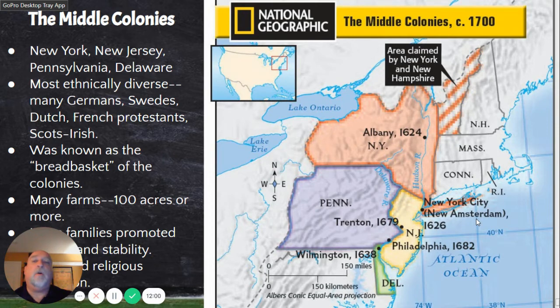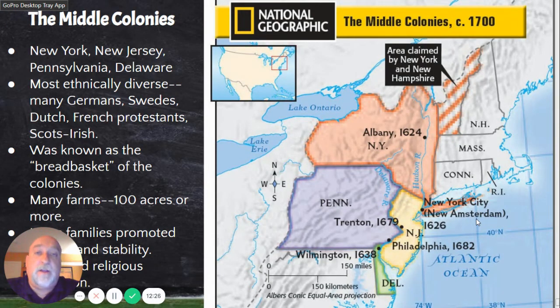They are also known as the breadbasket colonies. And in this case, what that means is the soil is awesome and they're able to grow a lot of grain products. Grain products like corn, wheat, barley, rye, oats. All those things are going to be very important to the people of the middle colonies, and they're going to produce a lot of them.